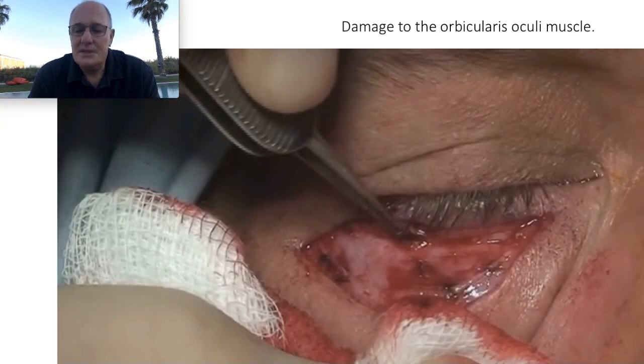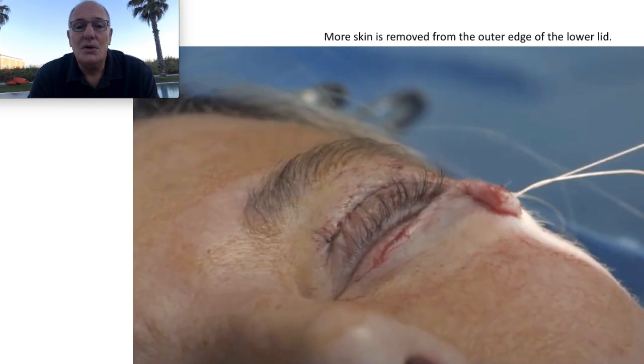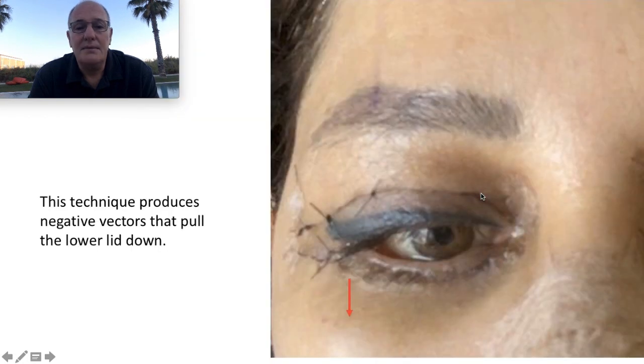And this is the damage that is produced to the orbicularis oculi muscle in order to look for the lower eyelid fat pads. And more skin is removed from the outer edge of the lower eyelid, as you see here.